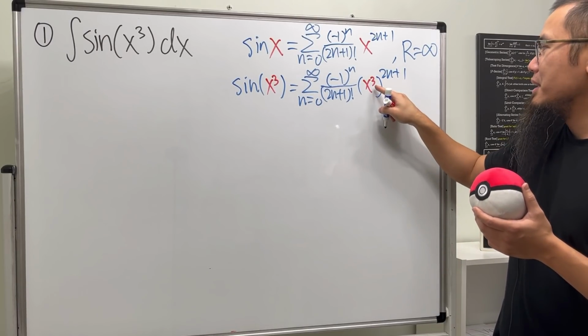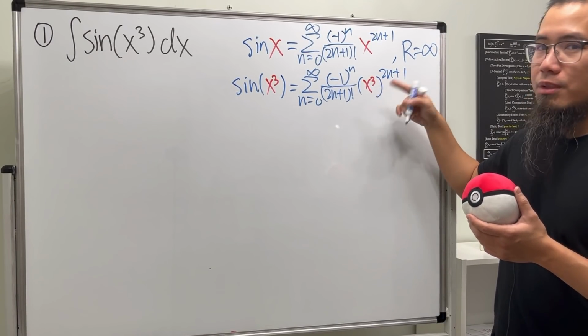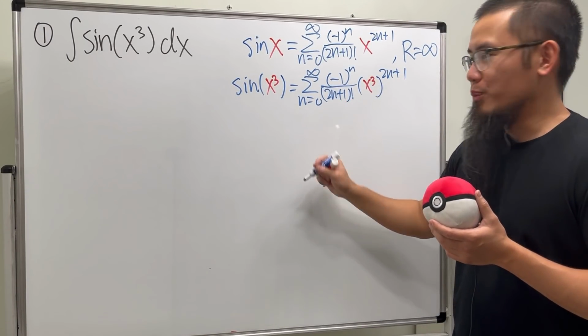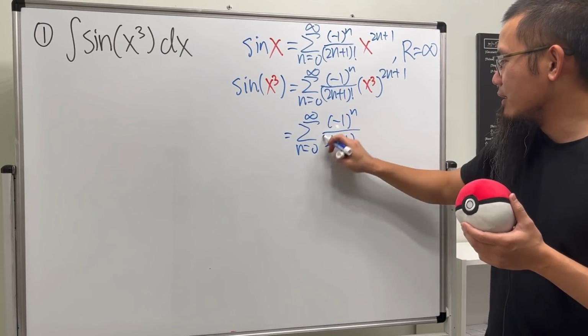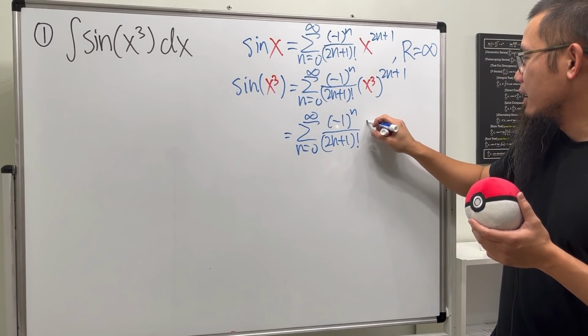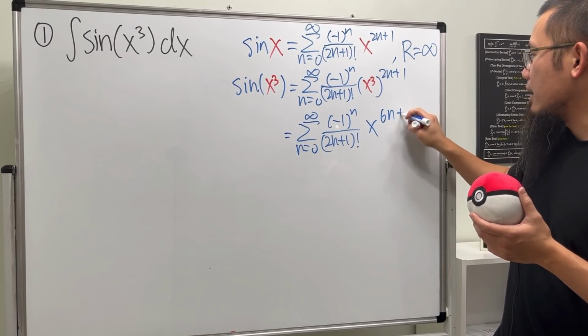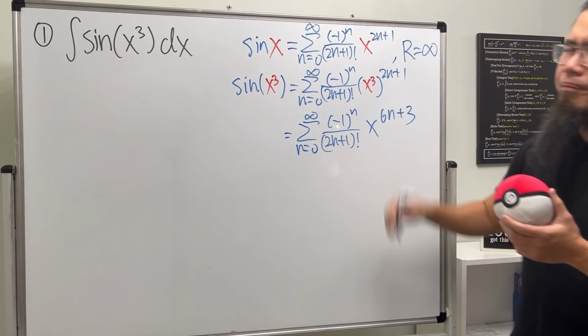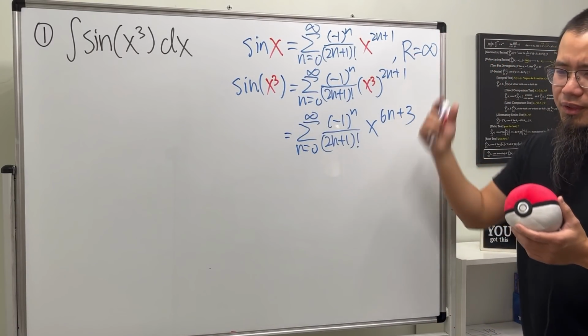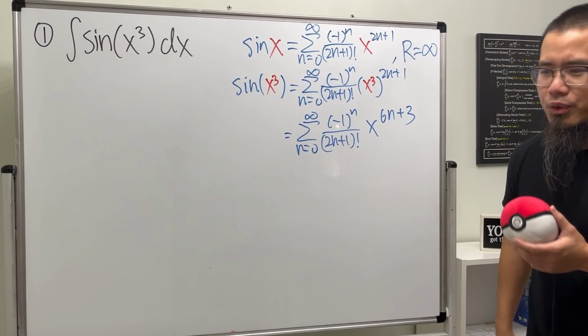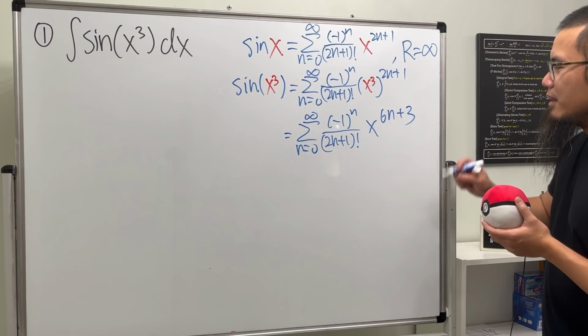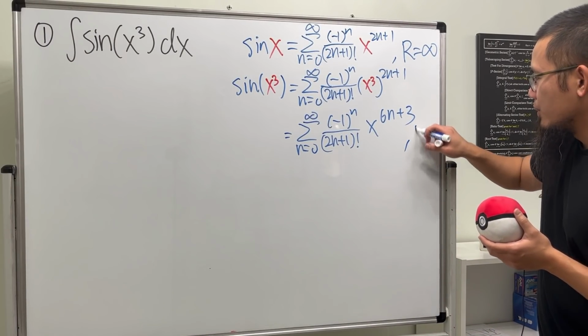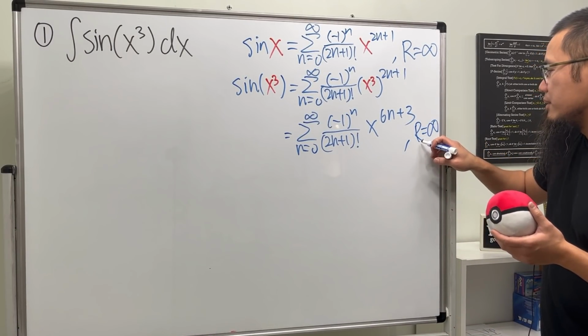What do we do next? This and that, we can just multiply the powers. And then yes, write this down one more time. And then 3 times all that, we get x to the 6n plus 3. And you see, we're just plugging x to the third power in here and here. And because the radius of convergence is infinity, if you take the cube root, whatever, it's still infinity, right? But yeah, so let's indicate that r is still infinity.